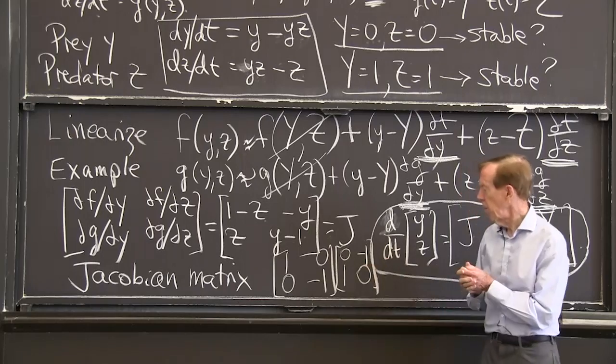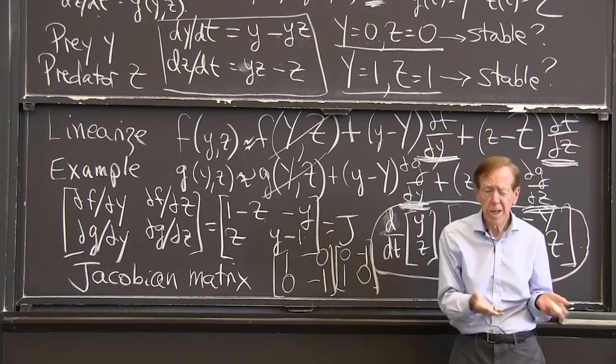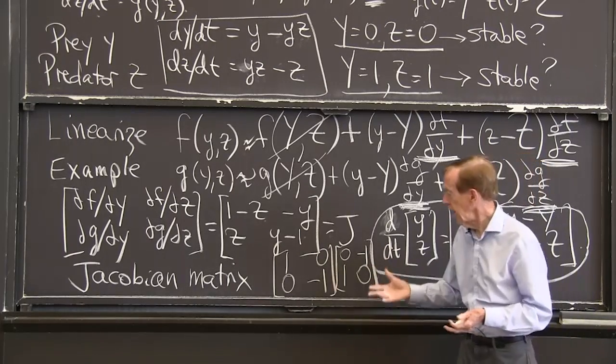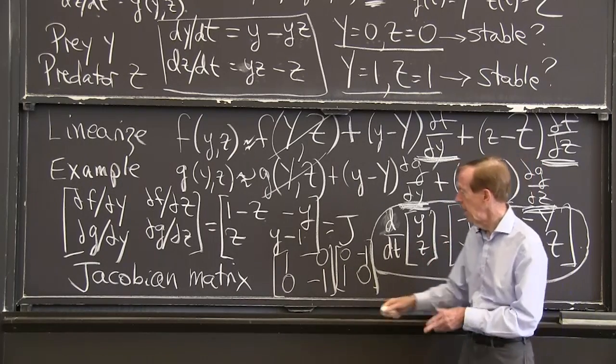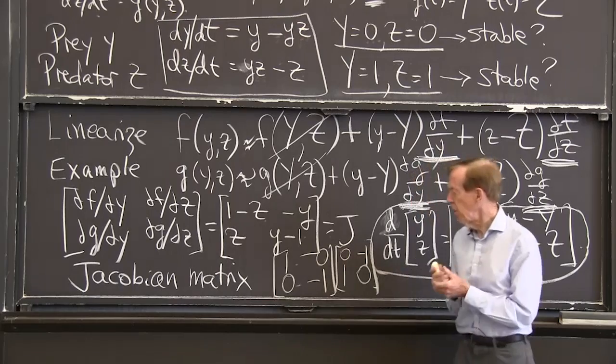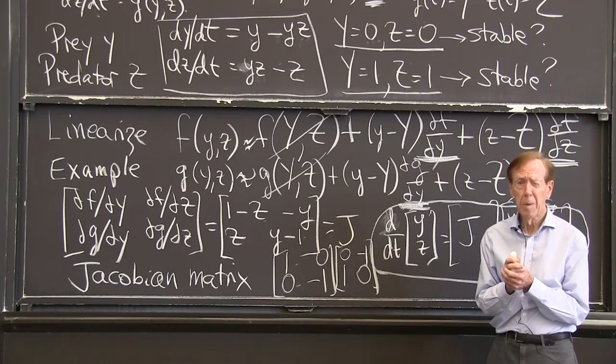That's the second Jacobian. So we're seeing something interesting here. We're seeing how 2 by 2 matrices will work by really nice examples. 1, 0, 0, minus 1. What's that telling me?